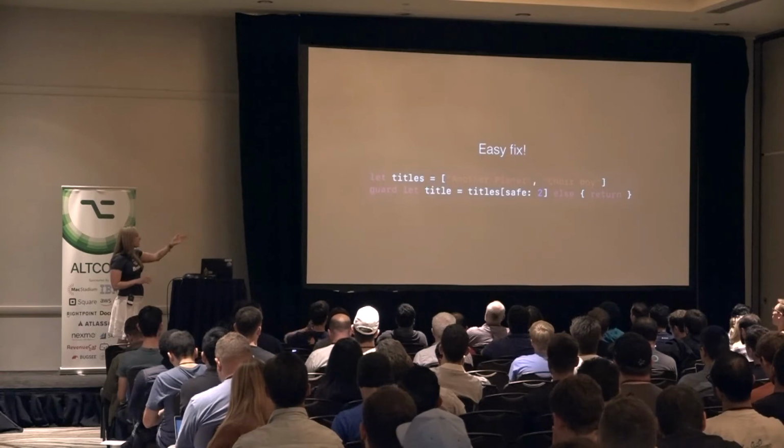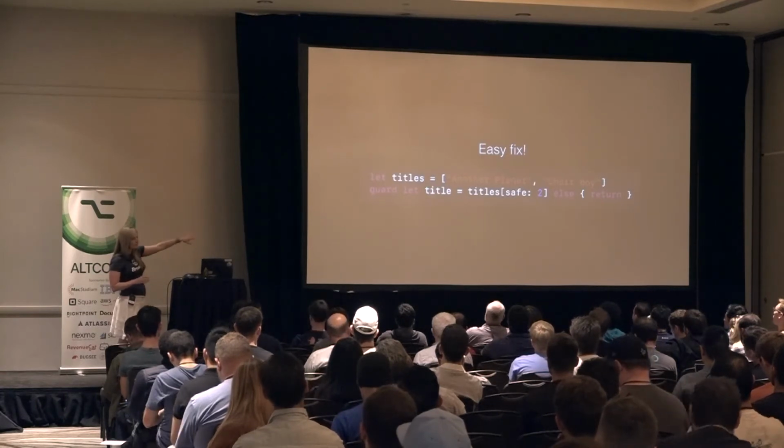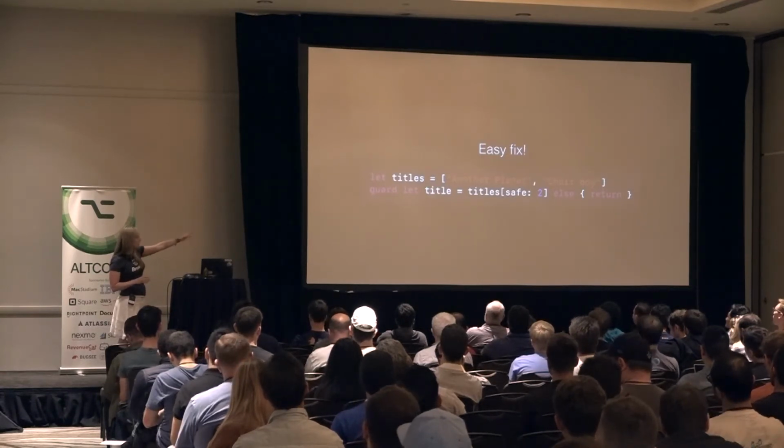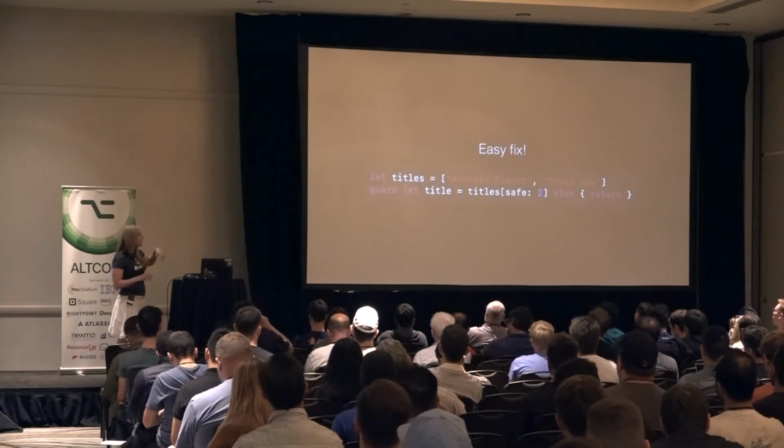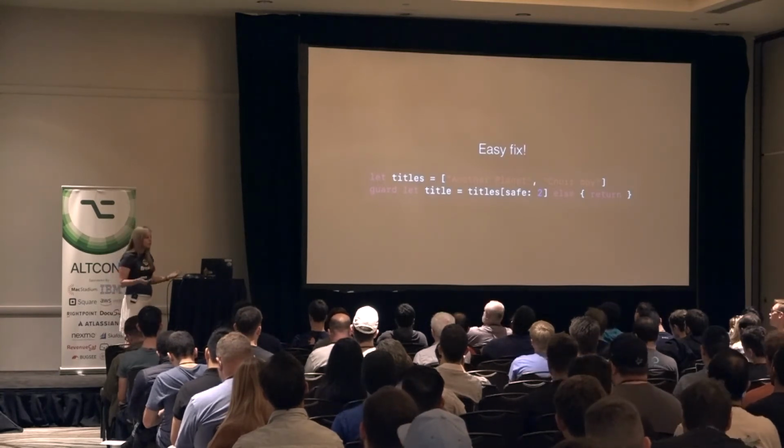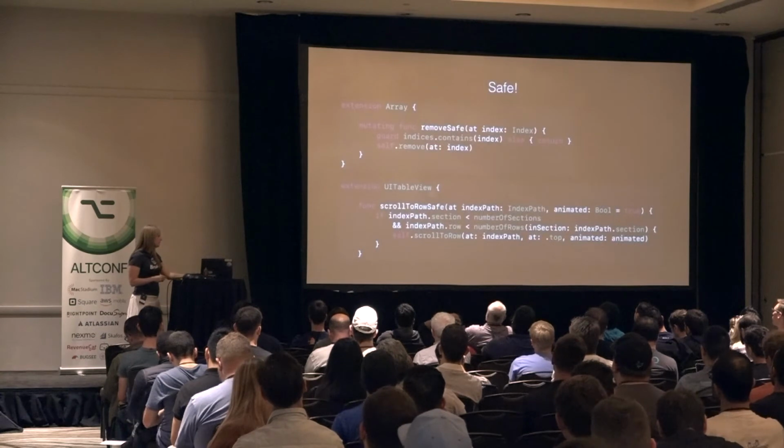We're trying to access it. There's that safe method that we defined on collections. So we check title safe at index 2. And this will fail, but it'll just return. It won't crash the app, which is great.